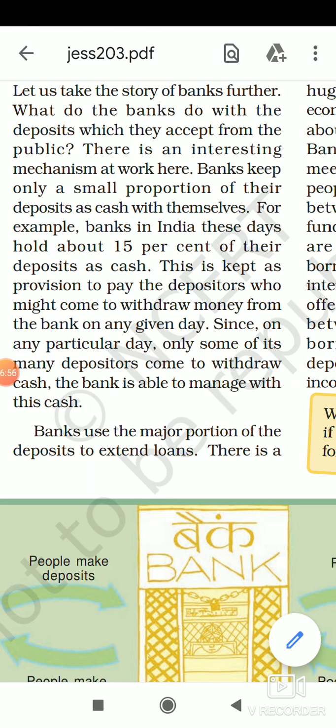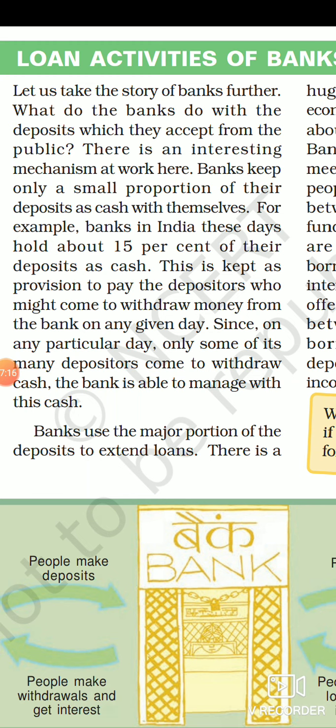So the difference between what is charged from borrowers and what is paid to depositors is the main source of income. The bank gives only 4% interest to depositors and charges 15% to borrowers. So the difference between the two is called the profit of the bank, that is around 10 to 11%. So this is the loan activity of the bank, the benefit of the bank, and the main source of income.